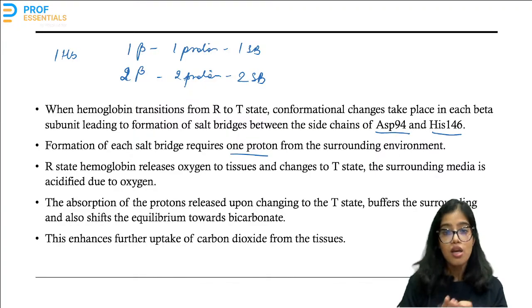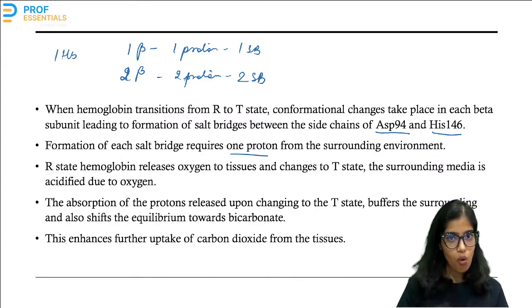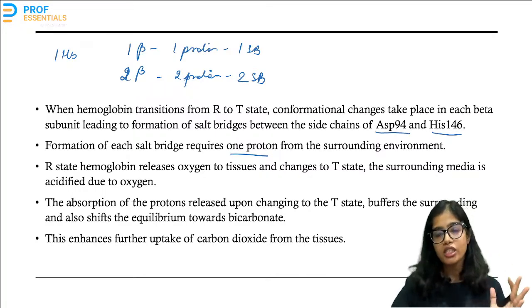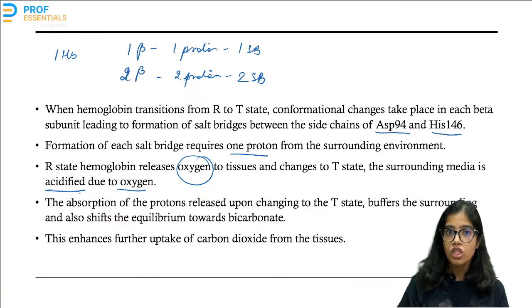Of course, because the R state had affinity for oxygen. Now, when the R state has already released oxygen to the tissues, it is going to convert to the form that does not have affinity for oxygen, and that is the T state. Now, once oxygen has been released, oxygen, as you know, is acidic. Therefore, the surrounding media will be acidified. The surrounding media is acidified because of oxygen, but at the same time, because it is converting into the T state, it is acquiring protons from the surrounding media.